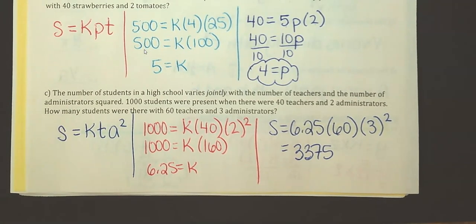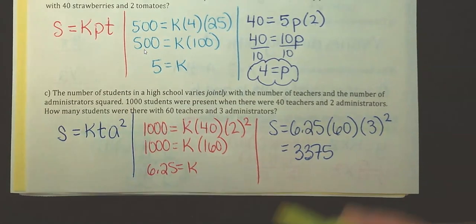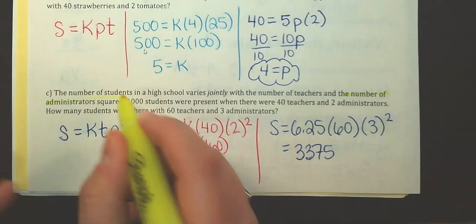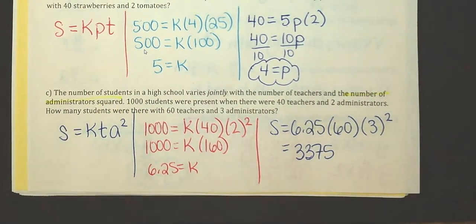Is anybody having a question? Read this squared from. So it says right here, the number of administrators squared. Oh. Yeah, that's tricky.